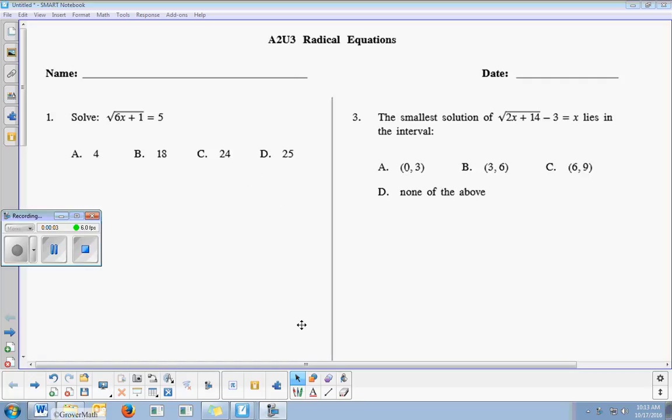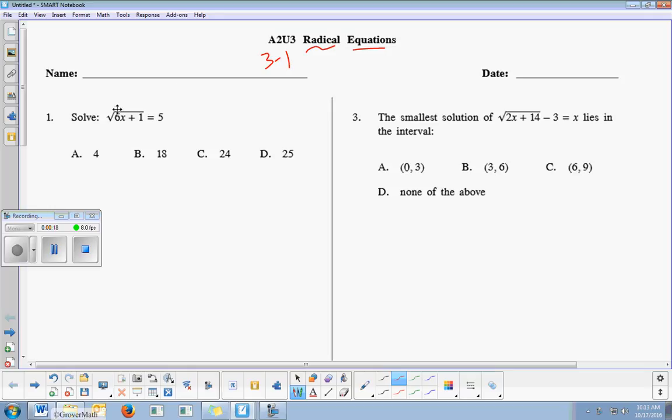Algebra 2, Unit 3. This would be Section 1, so we'll call this 3-1. The start of a new unit in Algebra 2, and this unit is focused mostly on different types of equations that we're going to see. Today's video is on radical equations.